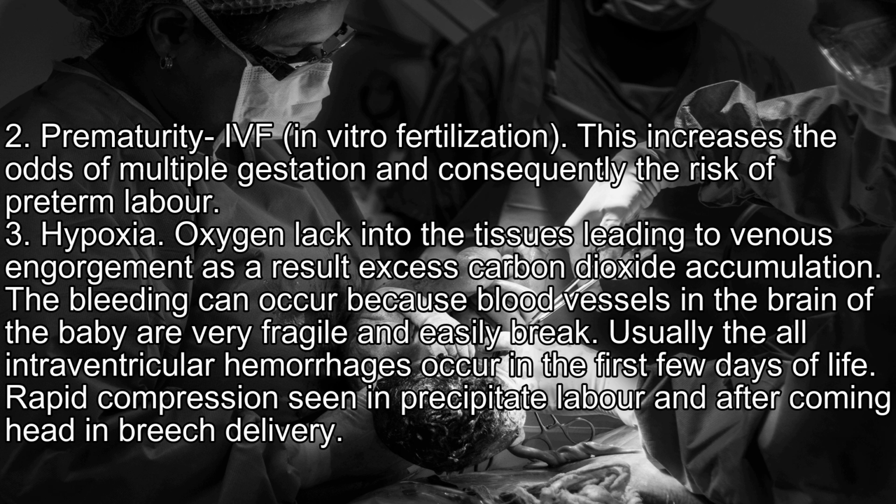2. Prematurity, IVF, in vitro fertilization. This increases the odds of multiple gestation and consequently the risk of preterm labor. 3. Hypoxia. Oxygen lack in the tissues leading to venous engorgement as a result of excess carbon dioxide accumulation. The bleeding can occur because blood vessels in the brain of the baby are very fragile and easily break. Usually all intraventricular hemorrhages occur in the first few days of life. Rapid compression is seen in precipitate labor and in after-coming head and breech delivery.